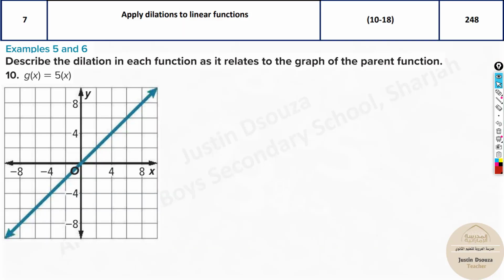This is the question. We have to describe the dilation of this function to this given particular function. Now, what the graph is given is the parent function graph. Over here, you can see this is a direct linear line, y equals x. See, f of x, the function, is equal to y. That's the y coordinate. This is equal to x.